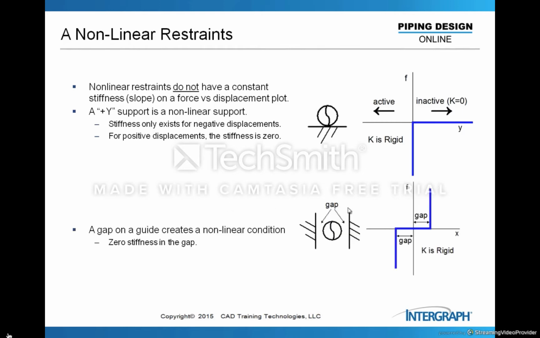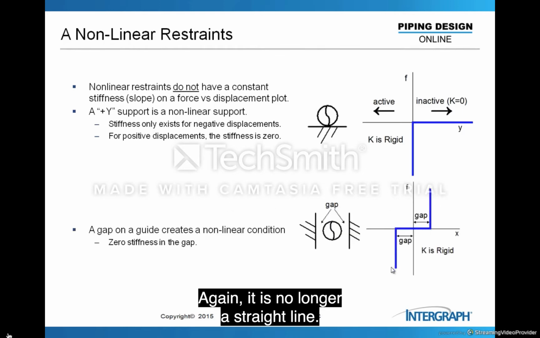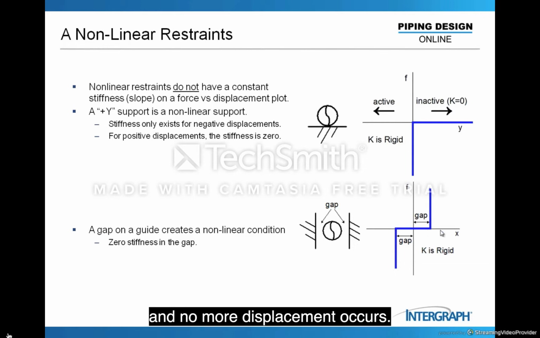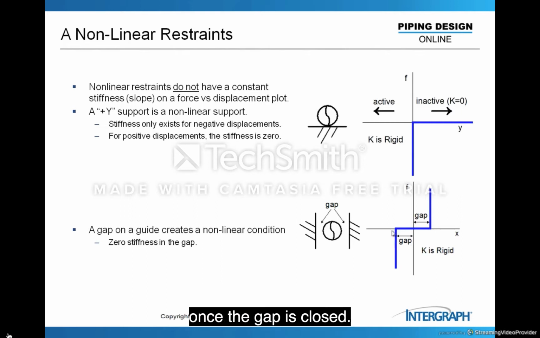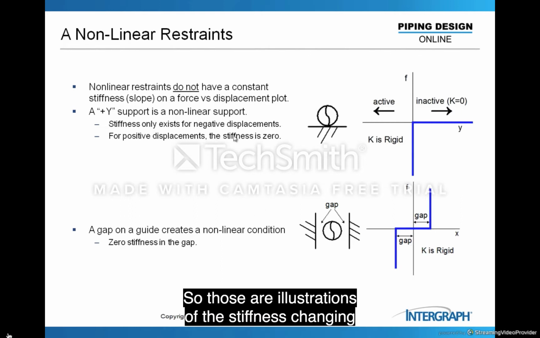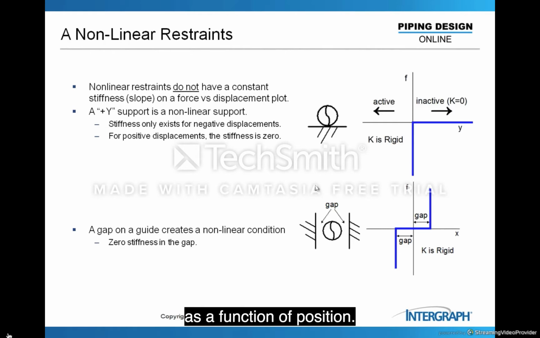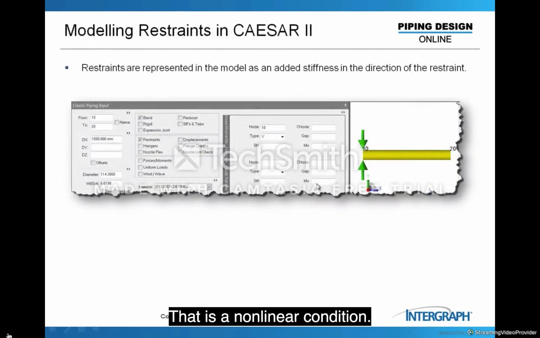Here is a guide with a gap. Again, it is no longer a straight line. It is no load until we close the gap, and then the load gets very large and no more displacement occurs. So that'd be an infinitely rigid stiffness once the gap is closed. So those are illustrations of the stiffness changing as a function of position. That is a nonlinear condition.